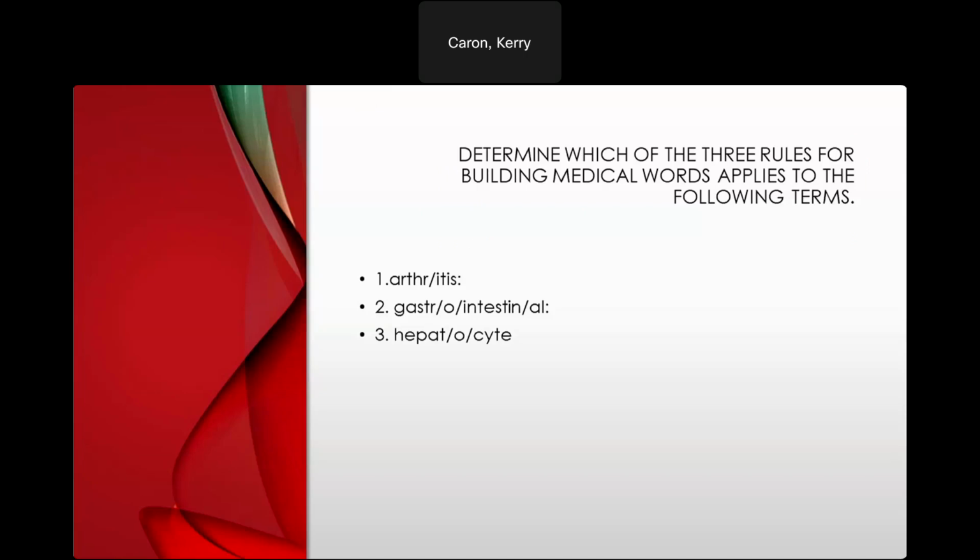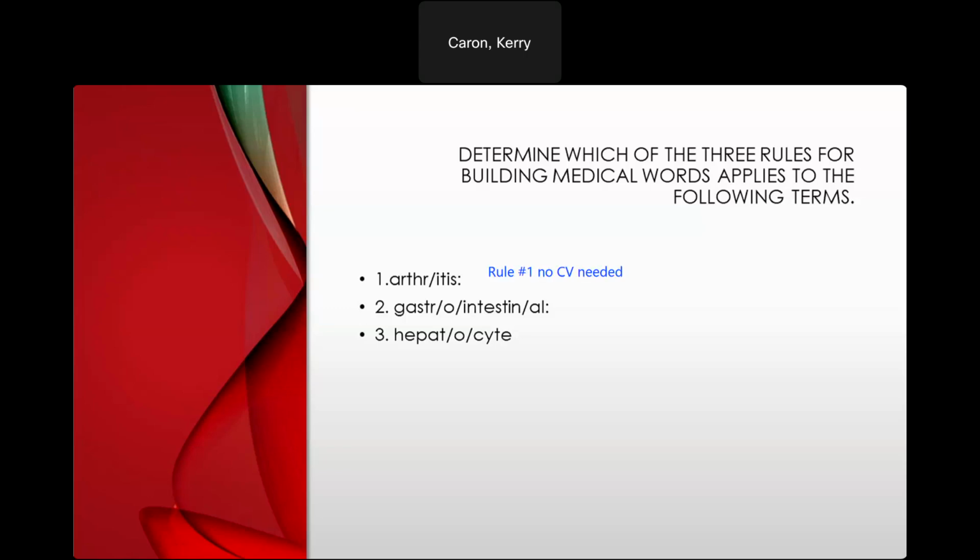Okay, so in this example, knowing which rules go to which one, itis. So itis would be rule, and I'm kind of talking to myself here, but itis begins with I, and the vowels are A, E, I, O, U, and sometimes Y, right? So it is a vowel. So that is rule number one. So you do not need a combining vowel. So we don't say arthroitis. That's too many vowels. We say arthritis.